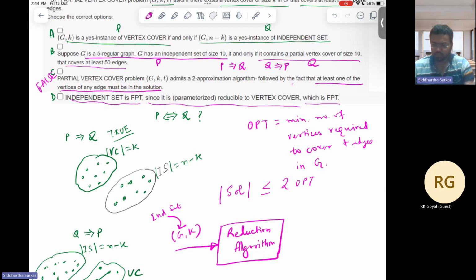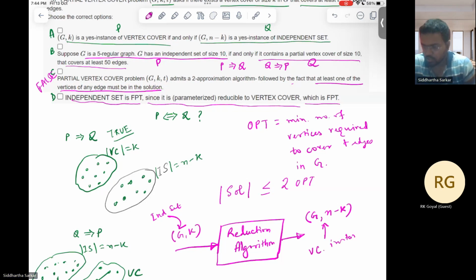So you have a reduction algorithm. You are saying that my algorithm is the following. I let the graph remain as it is. I just change the parameter from k to n minus k, and I declare that this is a vertex cover instance. So you did not make any changes to the graph. You just change the parameter from k to n minus k. So what is n? The number of vertices.